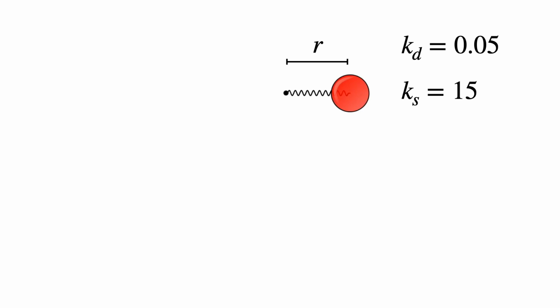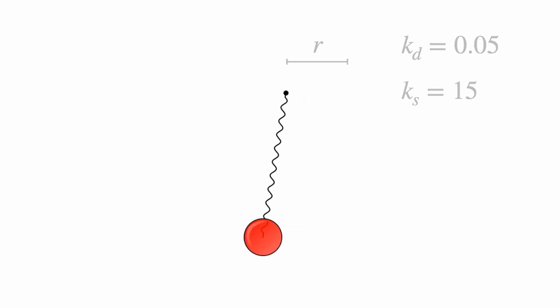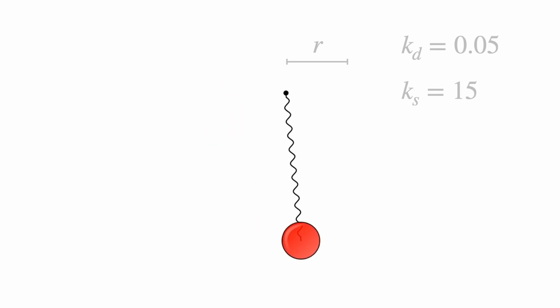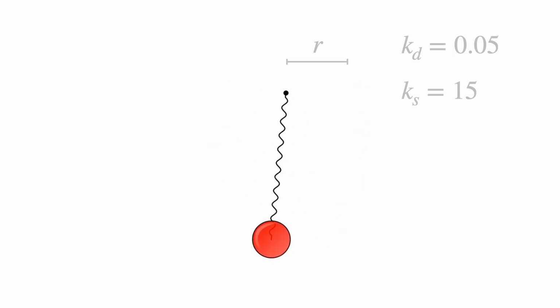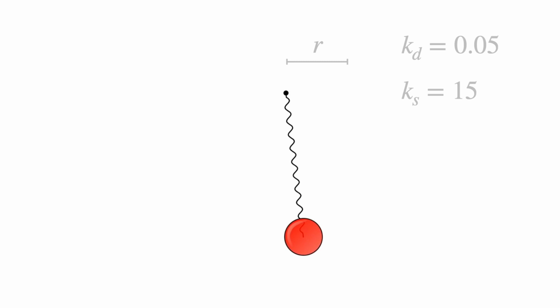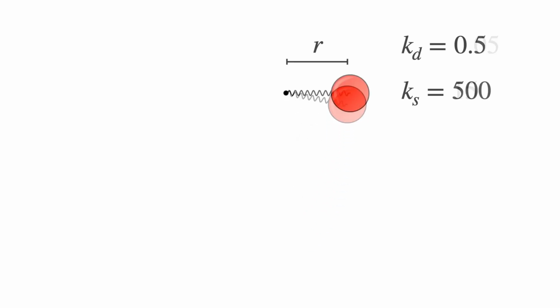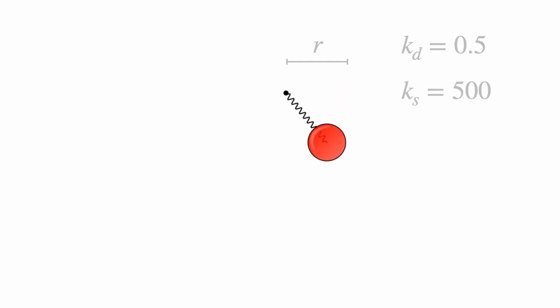Let's try it out for a ball and a spring with these parameters. It's a bit like a springy pendulum. We can make it move more like a real pendulum by making the spring a lot stiffer. But hey, what's going on here? The simulation is unstable.